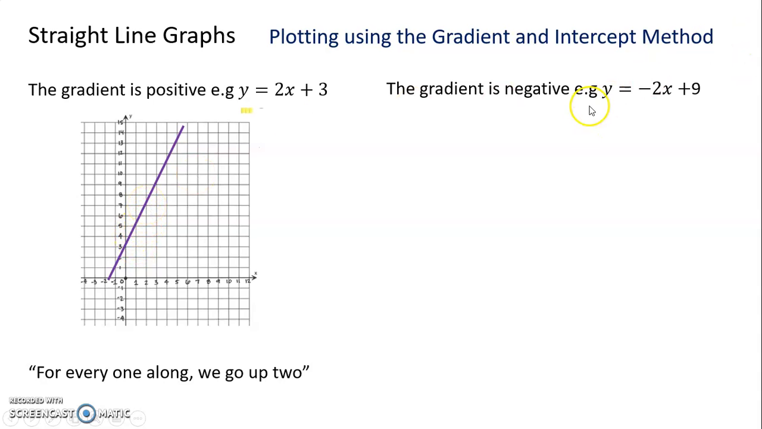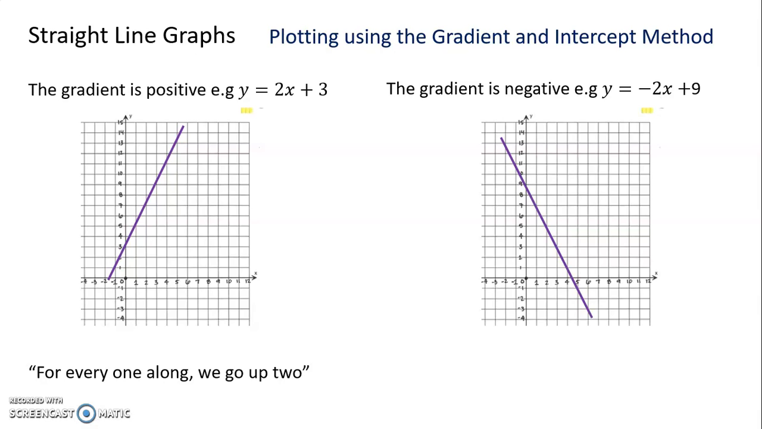What happens though when the gradient is negative? So in this case, we've got y equals negative 2x add 9. Well, first of all, we know that the intercept is 9. So we know it's going to go through 9 on the y-axis. And the gradient here is negative 2. So that means for every 1 along, we go down by 2. So you can see here going through 9 on the y-axis, and then every 1 along down by 2. 1 along, down by 2.